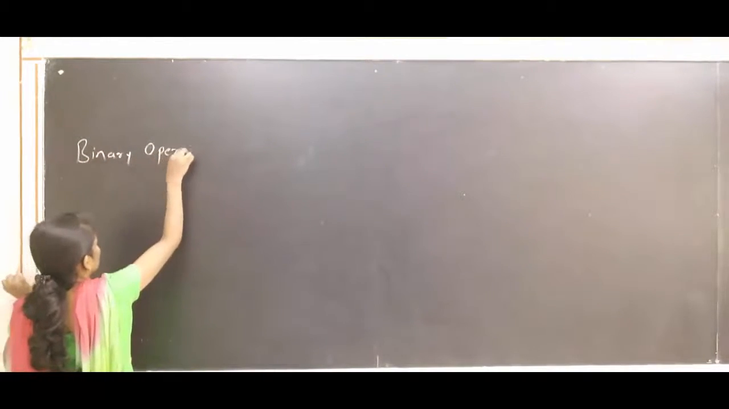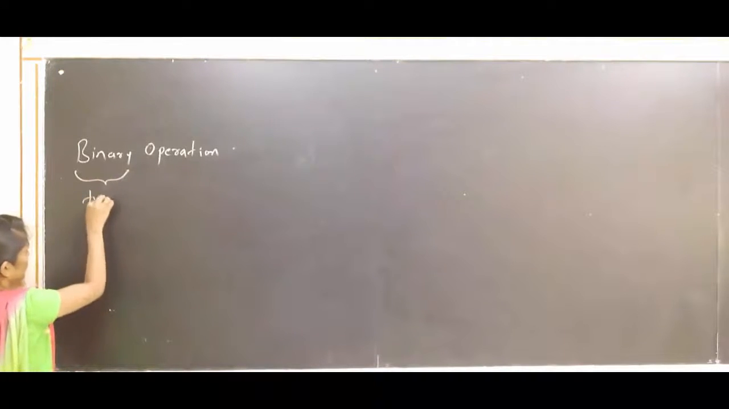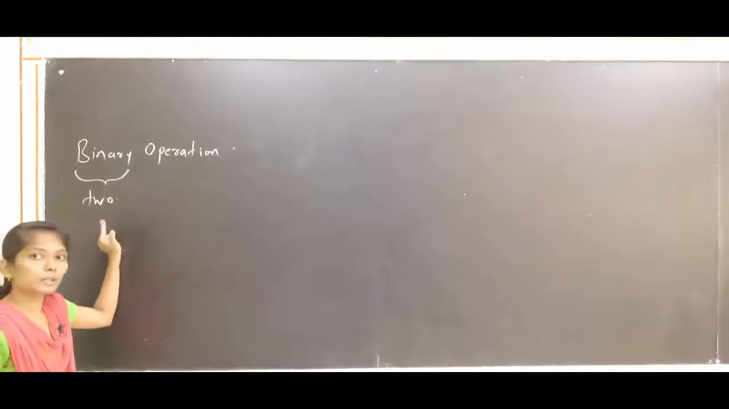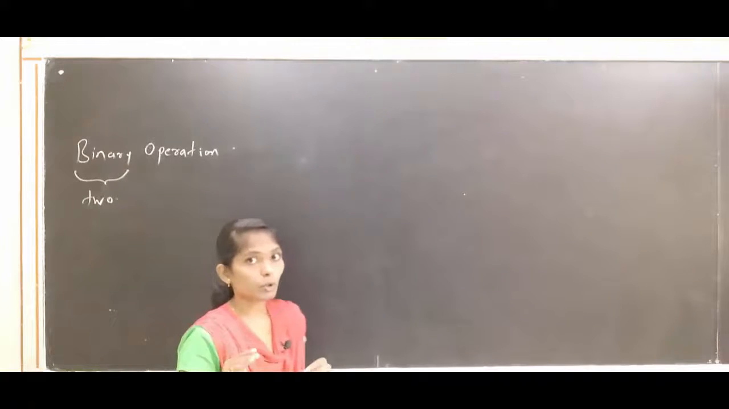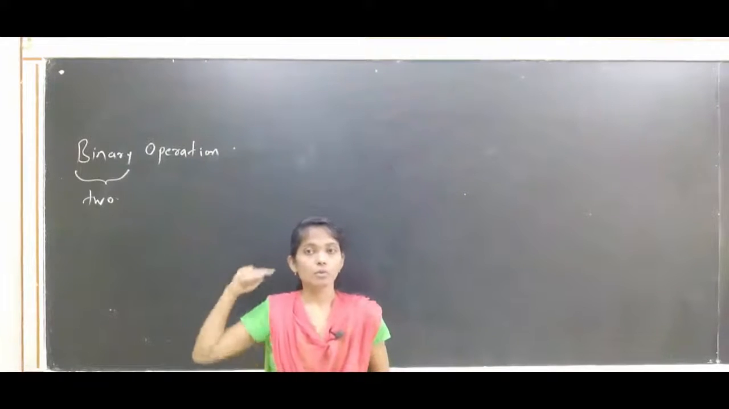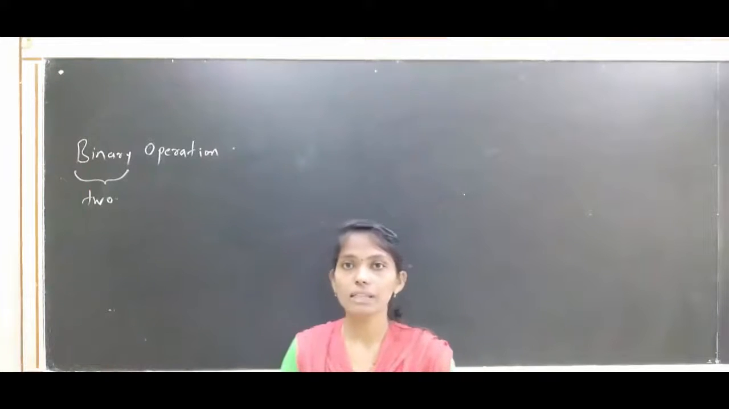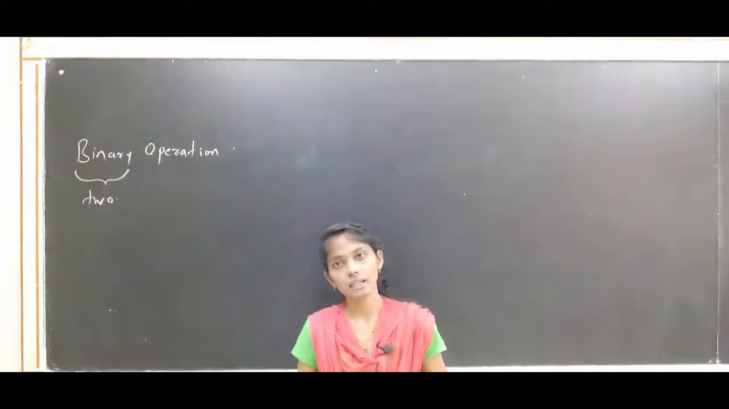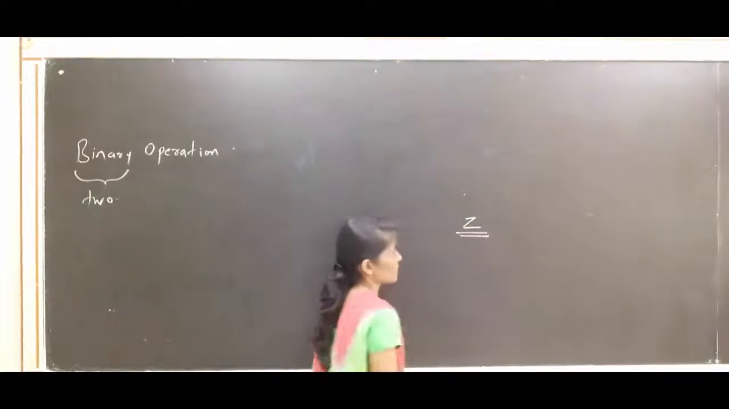Binary operation. So what is meant by binary operation? Here binary means 2. Those operations which combine two elements to form a new element, that type of operation is called a binary operation. For example, if we consider the set of integers Z.